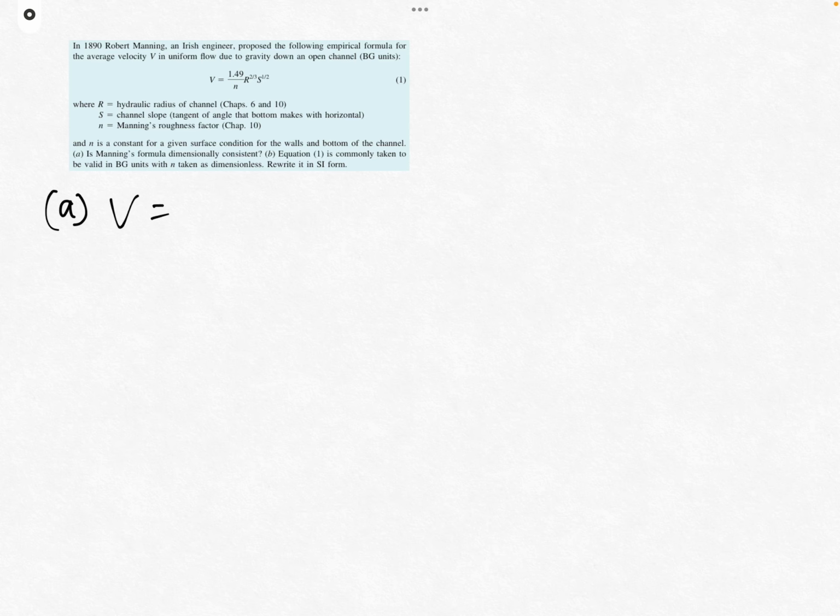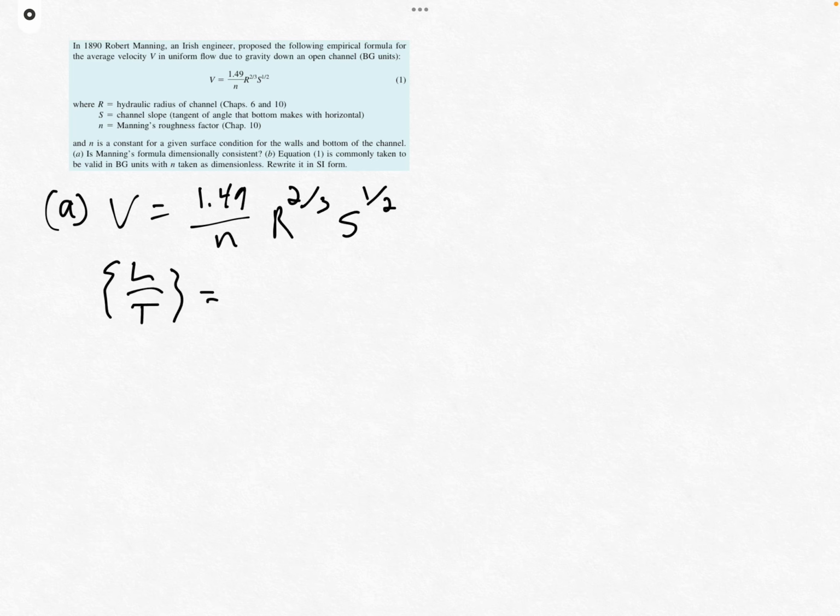So we have V is equal to 1.49 over n, R to the 2/3, S to the 1/2. And now we're going to do our dimensional analysis here. So this is going to be L over T, right, is our velocity, is equal to 1.49. So that's something where we don't know what the dimensions are yet. So we'll say the dimensions of that 1.49, which are unknown, over n. And now that's Manning's roughness factor.